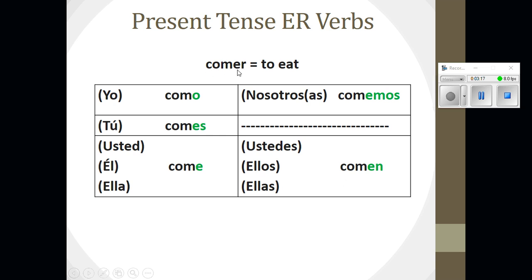So notice what we've done is we've taken our infinitive, comer, dropped the ER, we're left with COM, that's called the stem of the verb, and then we add the appropriate ending to match the subject. So if yo is the subject, we add O. All right, pause the video and fill in part B, where it asks you to conjugate comer.